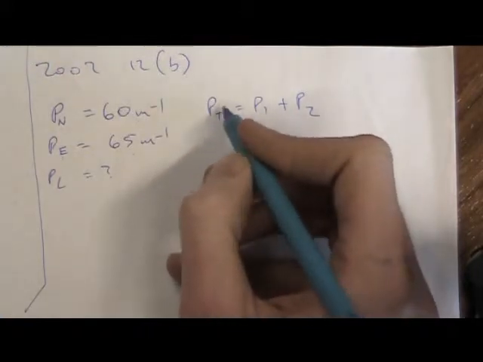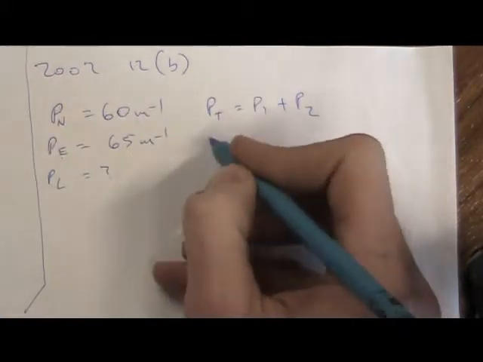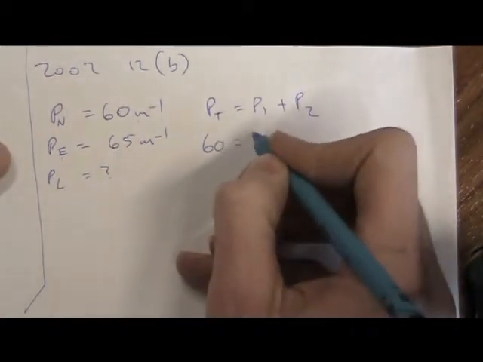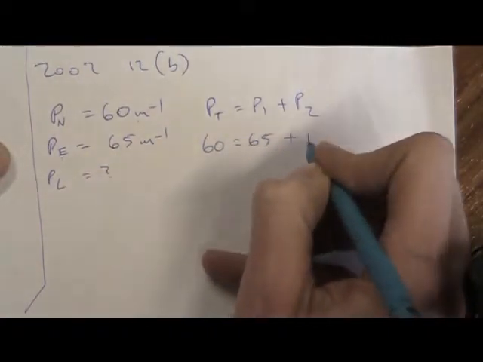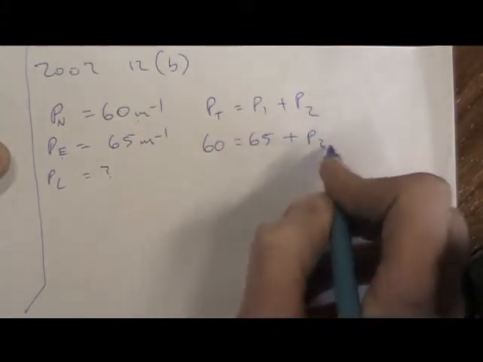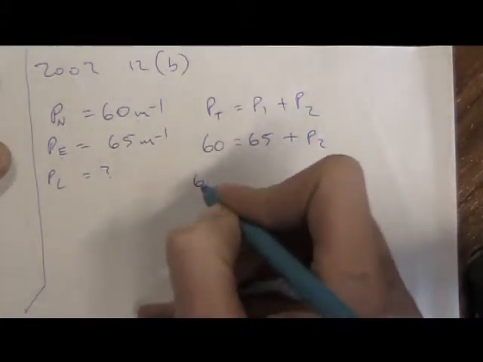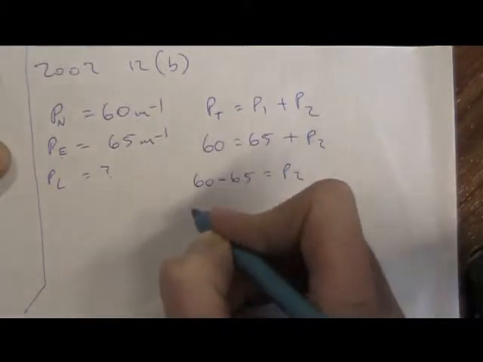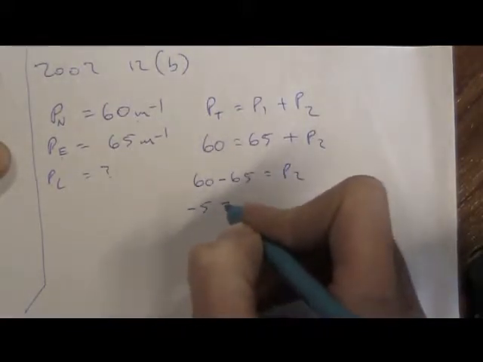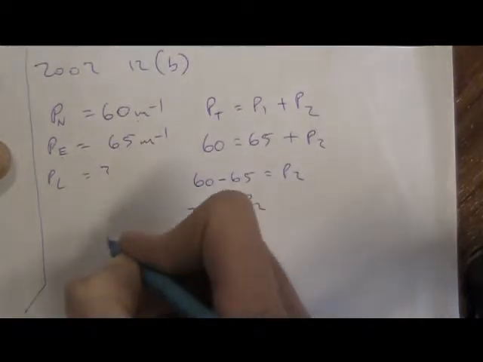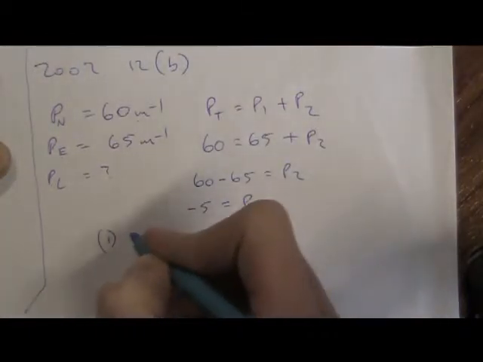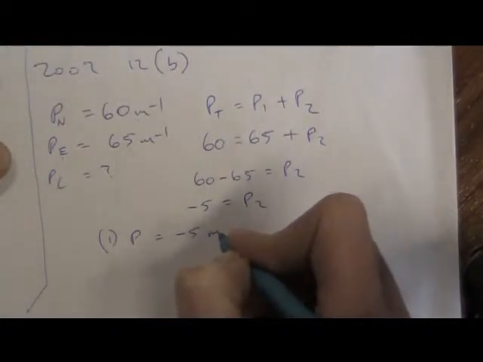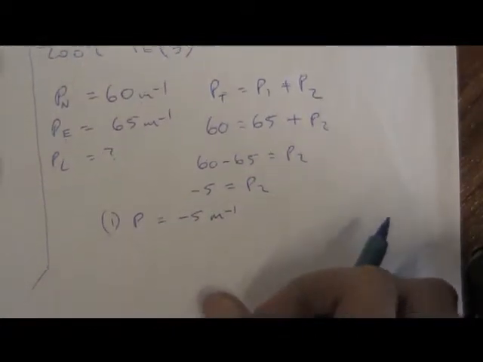Okay, so the total power is what we're looking for, which is 60. And that's going to be equal to the combination of his or her eye, which is 65, plus the power of the lens, which we're going to stick in there. So 60 minus 65 equals the power of the lens. So minus 5 is equal to the power of the lens. Okay, so question 1, what's the power of the lens? Well, the power of the lens is equal to minus 5, and the units are per meter. Minus 5 per meter.